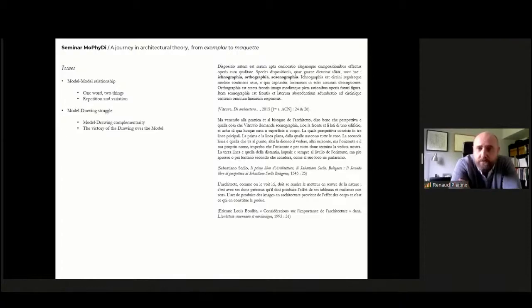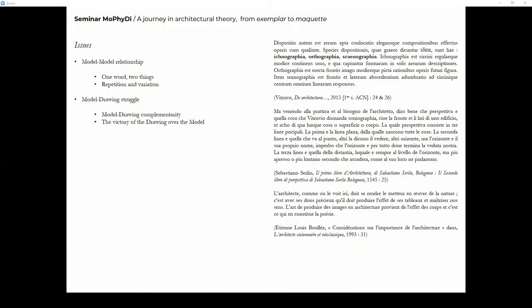Serlio mentions the use of the maquette only twice in 7 books, but devotes the totality of il secondo libro to perspective drawing, to what Vitruvius refers to as scenographia. Boullée never mentions the model, but Boullée, whose useful dream was to become a painter, constantly talks about drawings. And he even defends the idea that the purpose of architecture is to produce moving canvas.